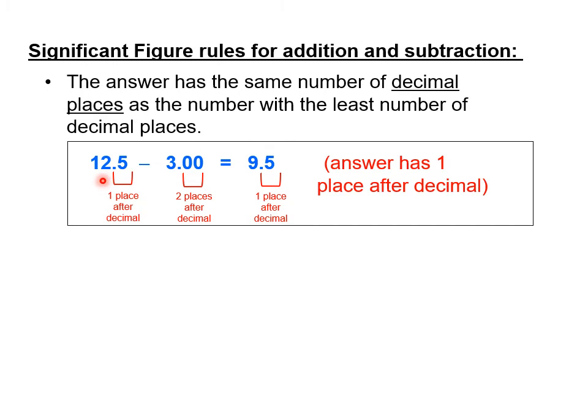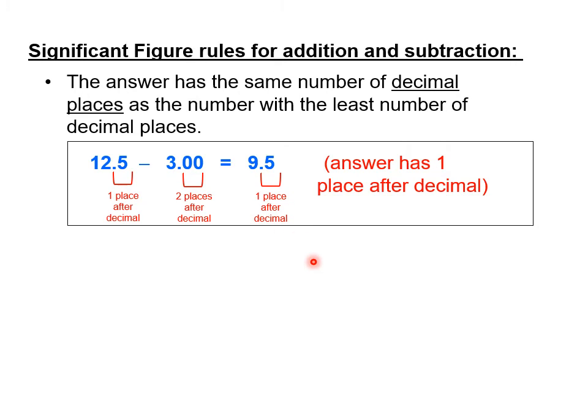So here, 12.5 has one place after the decimal. 3.00 has two places after the decimal. So when I subtract these two numbers, my final answer should just have one place after the decimal, because the number with the least number of decimal places, which in this case is the 12.5, only has one place after the decimal. That determines how many places after the decimal our final answer will have.